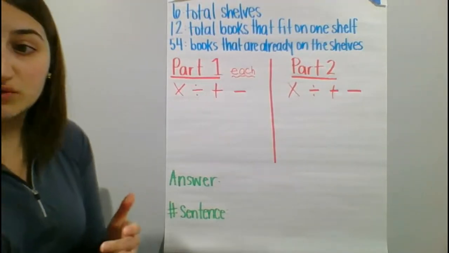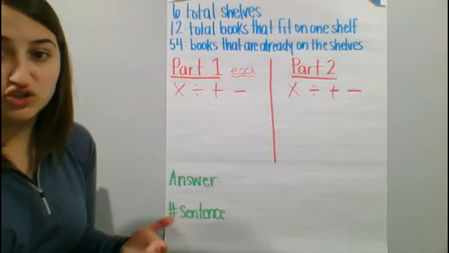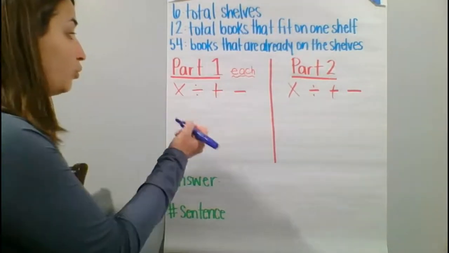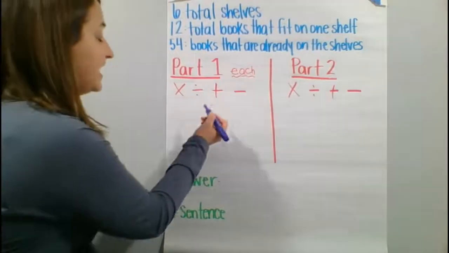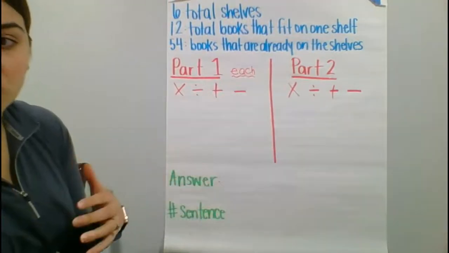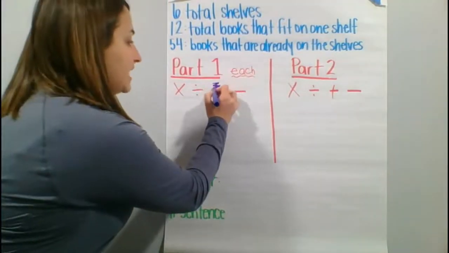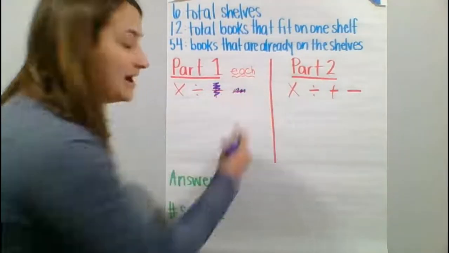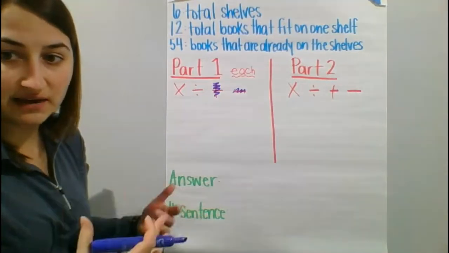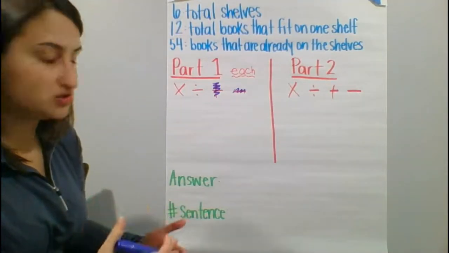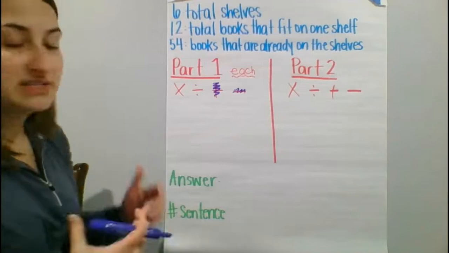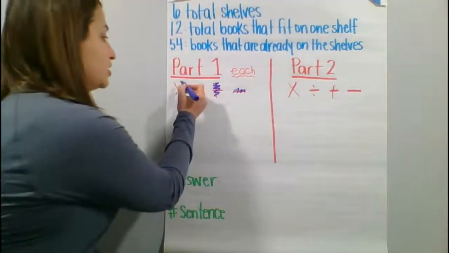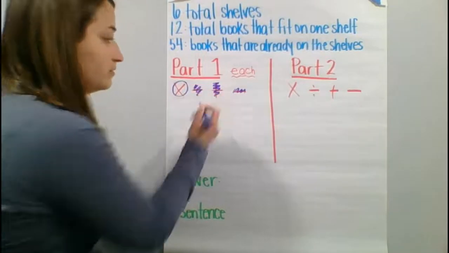And we know that we don't have our total. We don't know how many books can actually fit on the shelf. Because we're talking about shelves and books, we can automatically eliminate addition and subtraction, because you have to have the same whole in order to add or subtract. We can't just add together books and shelves. And then we said we don't know our whole, so we want our answer to get bigger. So that would leave us with multiplication.